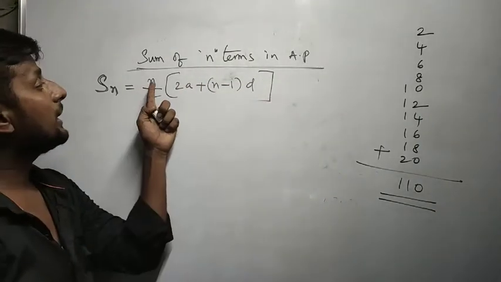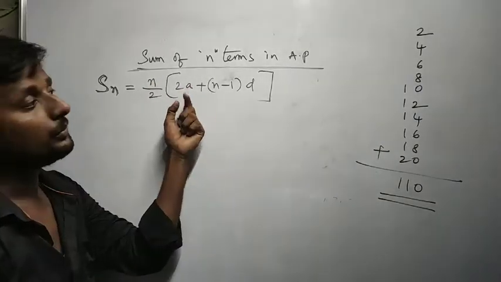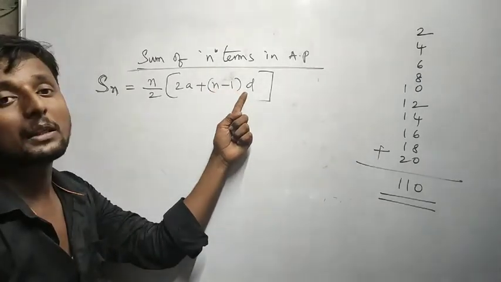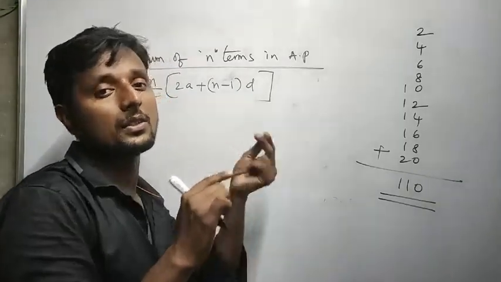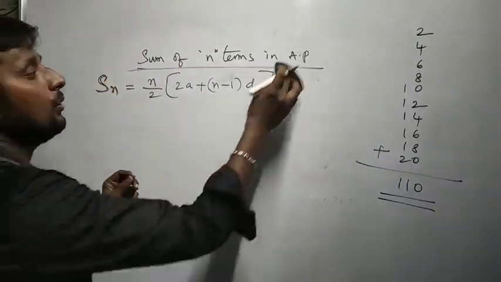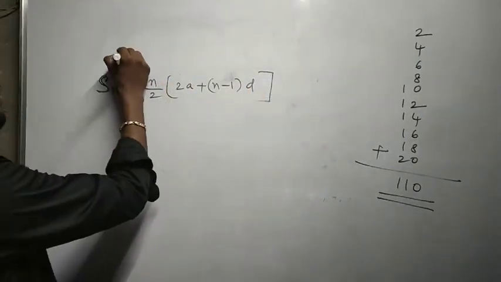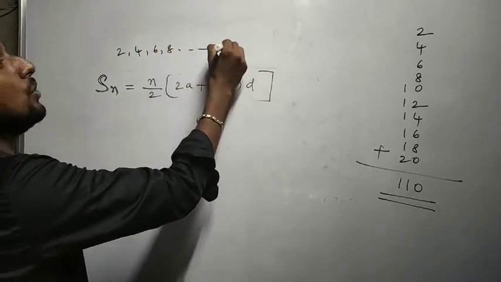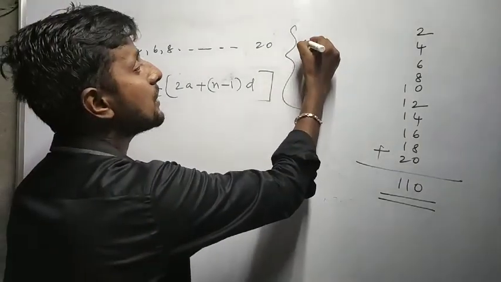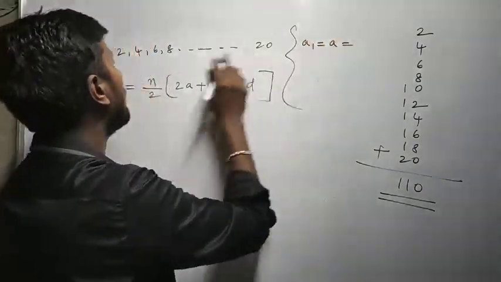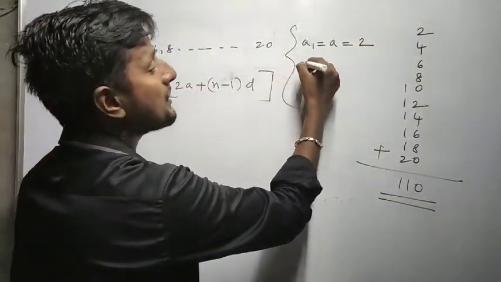Now tell me, n is the number of terms. That means how many terms are there in the series. a is the first term, n is the number of terms, d is nothing but the common difference. Common difference means if you take any two successive numbers, the difference between them. Okay. Now I'll write the AP, arithmetic progression: 2, 4, 6, 8, and so on up to 20. Now write down the first term. a means first term. I told you already, a_1 is equal to a. What is the first term? 2. Right, 2.